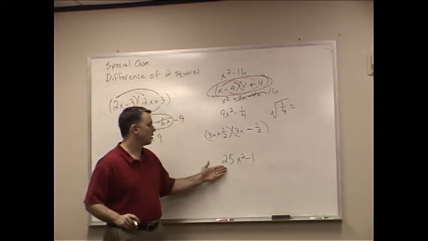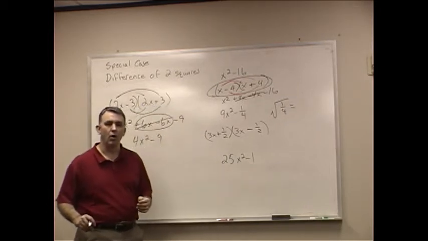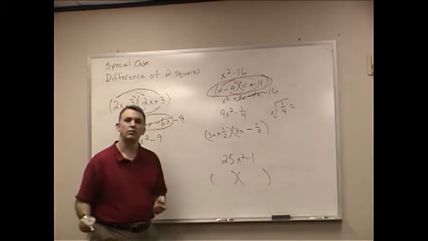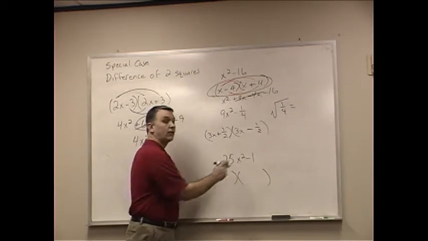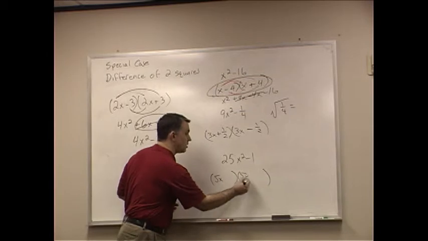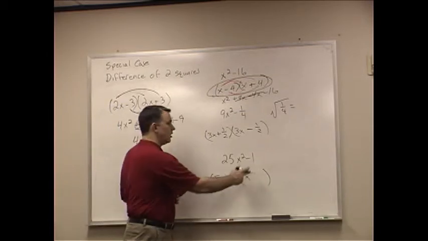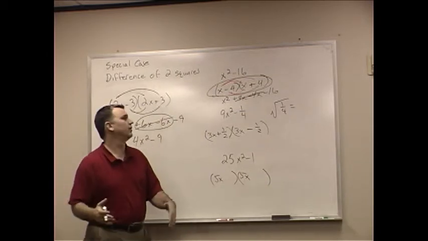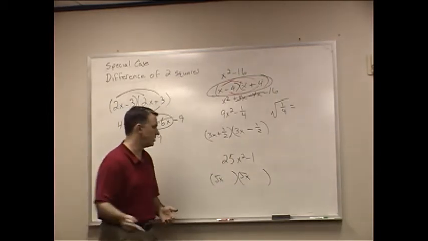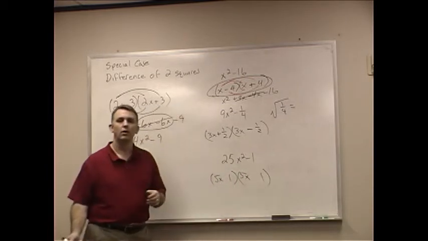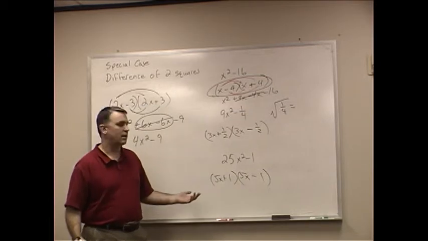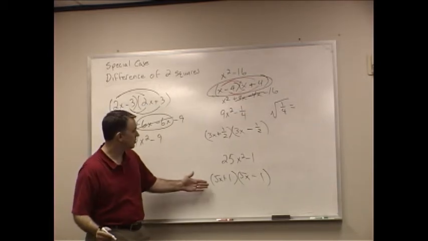All right, one more. 25x squared minus 1. This one tends to freak students out a little bit. 25x squared, they all tend to get. The square root of 25x squared is 5x. But there's a 1 there. What do I do with the 1? The same thing you did with the 1/4, the same thing you did with the 16. You take the square root of it. The square root of 1 is 1. And you write a plus and a minus, or a minus and a plus, whatever floats your boat.